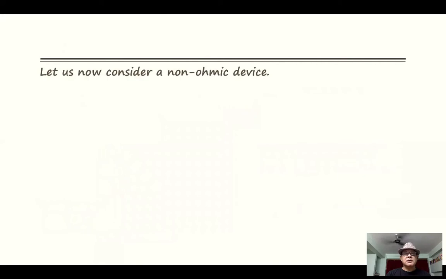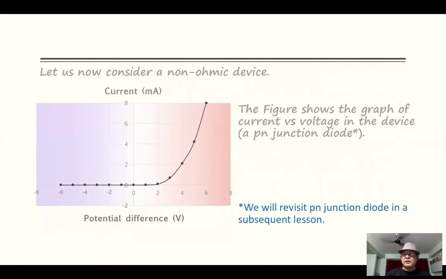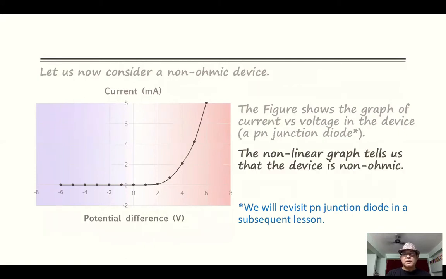Let us now consider a non-ohmic device. The figure shows the graph of current versus voltage in the device. The device is in fact a PN junction diode. We'll revisit the PN junction diode in a subsequent lesson. The non-linear graph tells us that the device is non-ohmic.